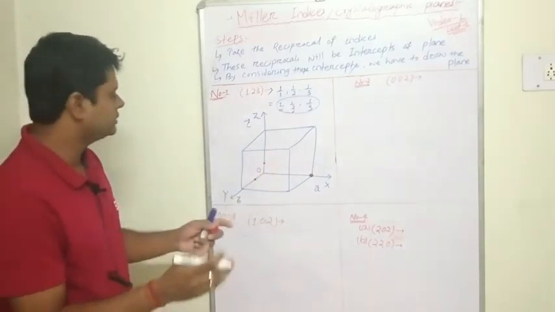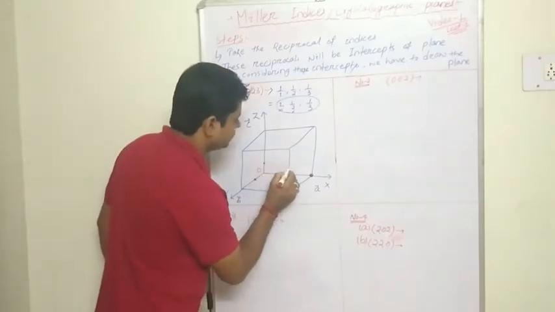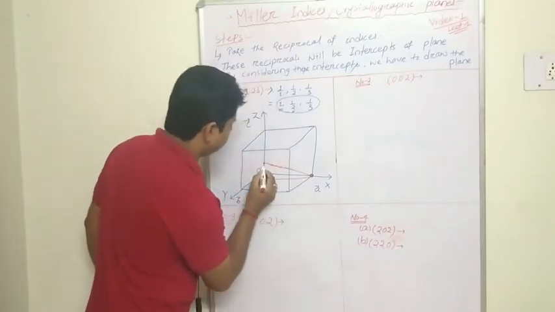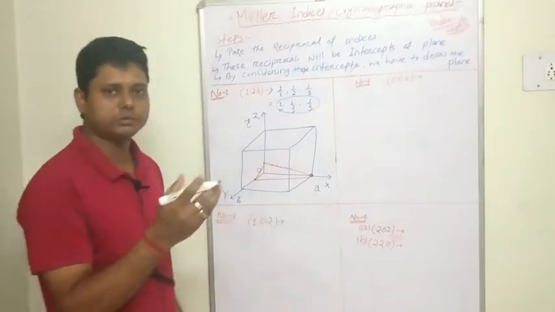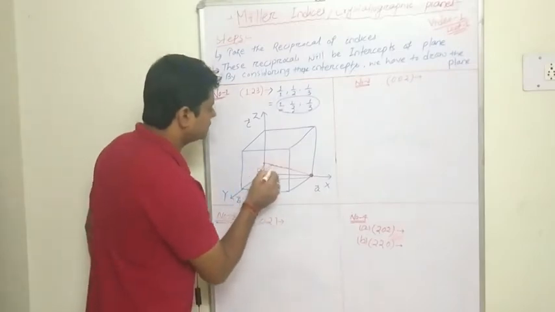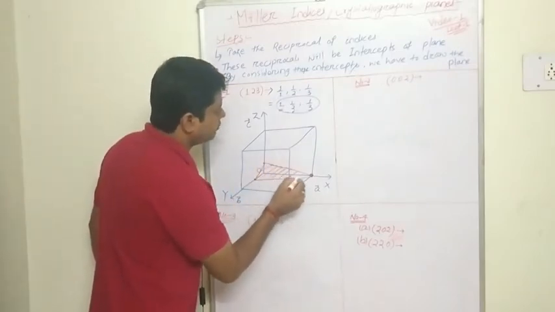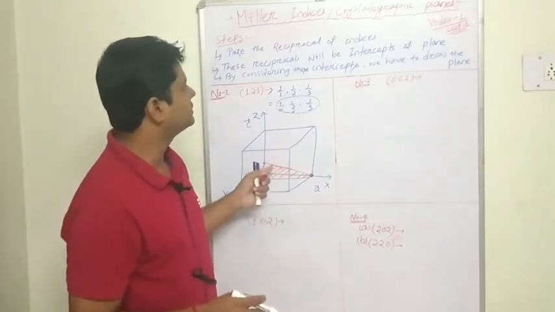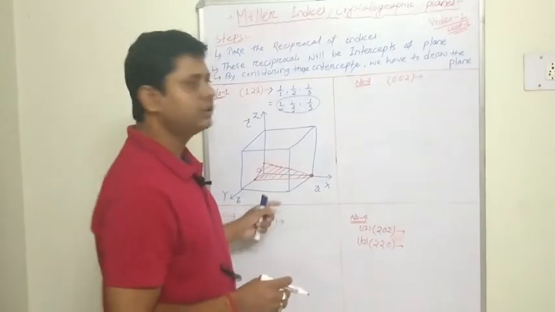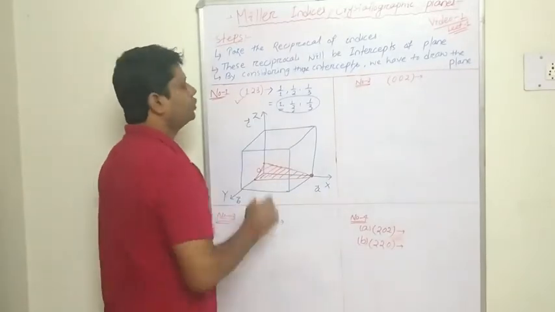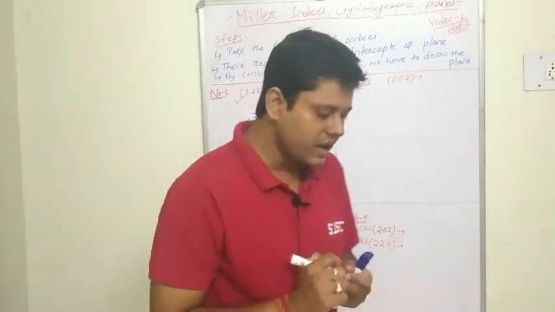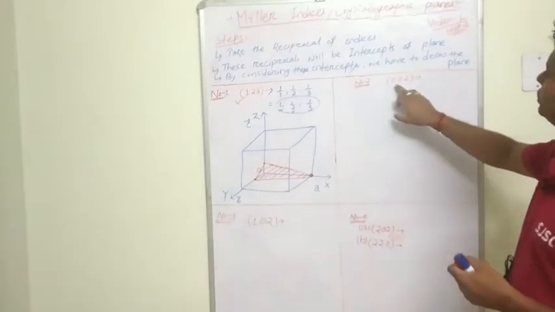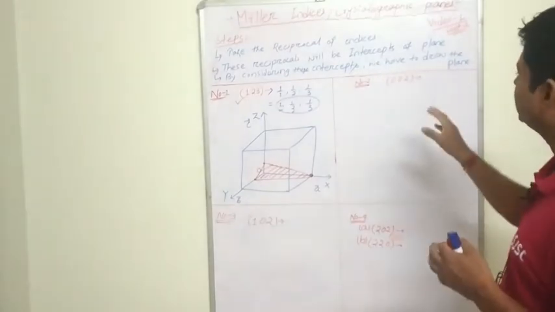Now we join these 3 points. The enclosed plane after joining represents the required plane. So this is the crystallographic plane having the Miller indices 1, 2 and 3. Now we consider the second question, that is the Miller indices 0, 0 and 2.